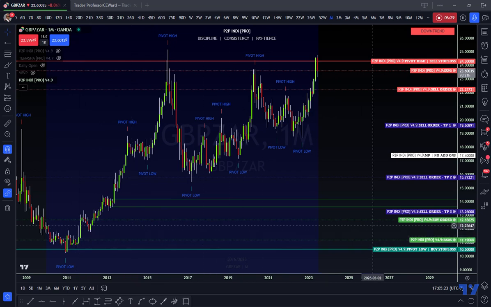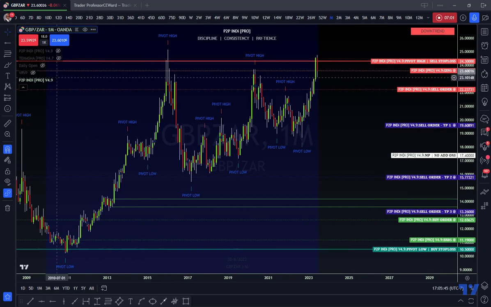We still don't have any real demand. We have some support here. That's what this is identifying, an area of support. Since I'm on the 1 month, I want to try to find key areas. This looks like it's going to be an area where it's going to turn and go back up. So it couldn't come back up to where it is right now.